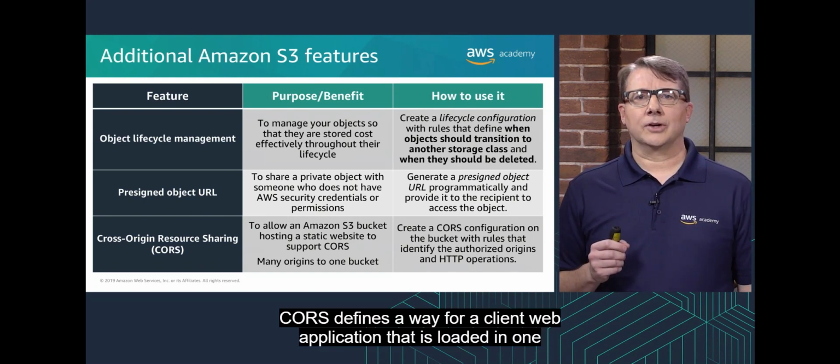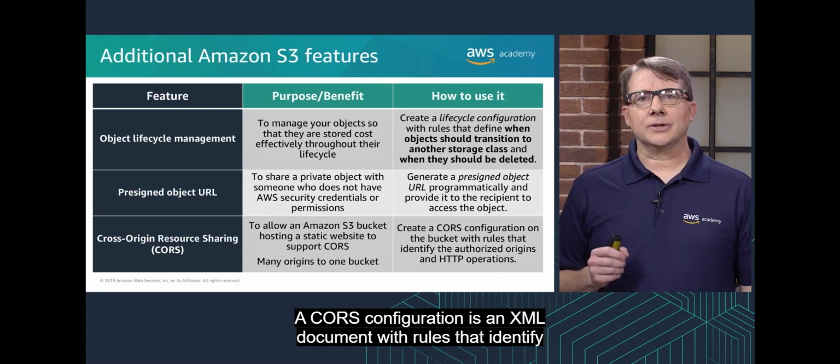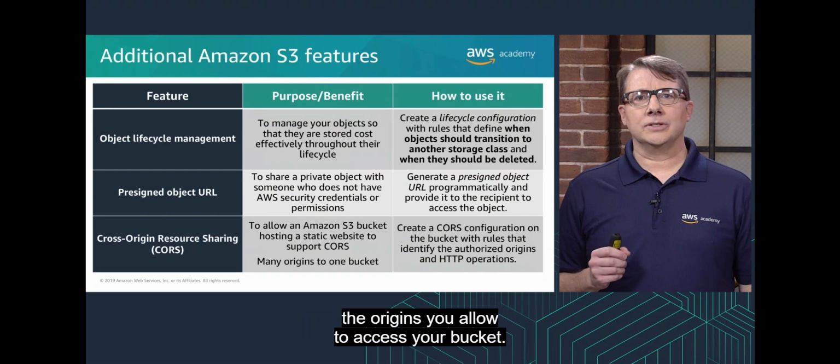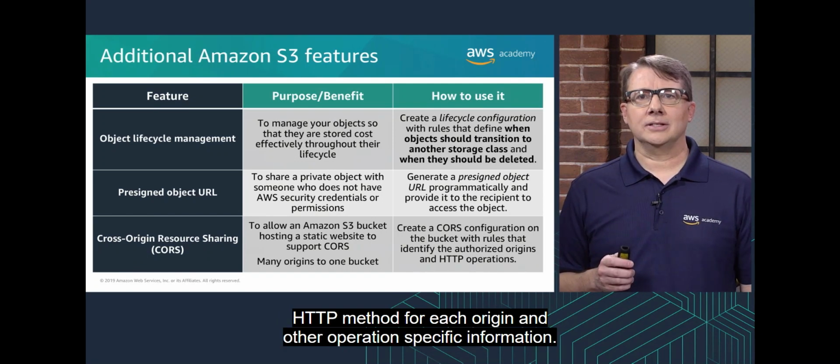CORS defines a way for a client web application that is loaded in one domain to interact with resources in a different domain. A CORS configuration is an XML document with rules that identify the origins you allow to access your bucket. The CORS document also specifies the allowable operations, or HTTP method, for each origin and other operation-specific information.